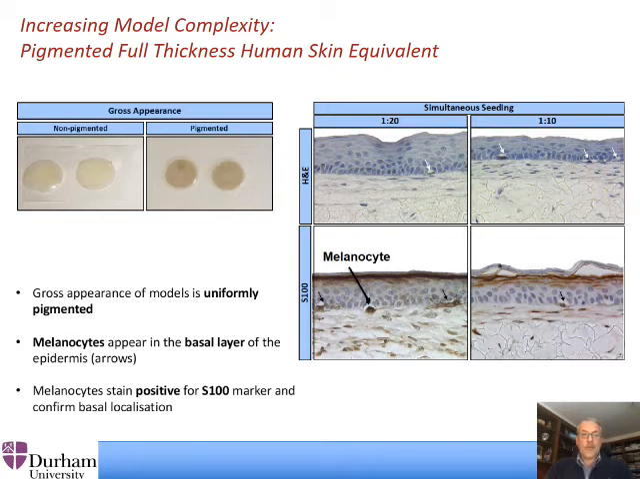We can increase the complexities of these models still further, and here what we've done is we've included into the model, you can see with the S100 staining, these are melanocytes, and these are located in the basal layer of the epidermis, and these create a melanin, and that gives you pigmentation of the skin, which you can see very clearly. These are the gross photographs of the skin models, and you see these are darker, pigmented with the inclusion of the melanocytes.